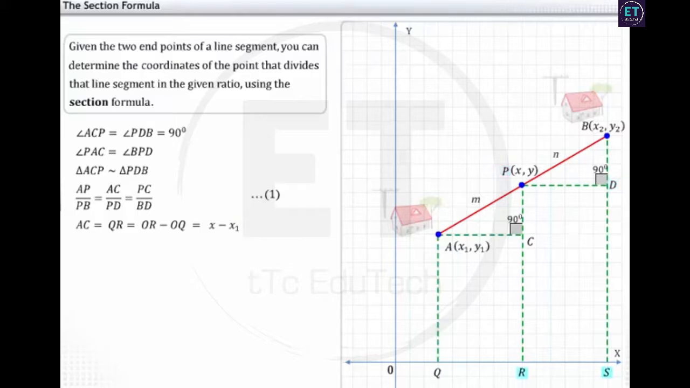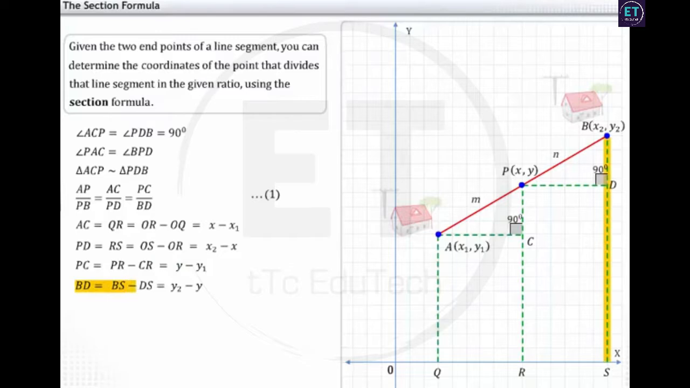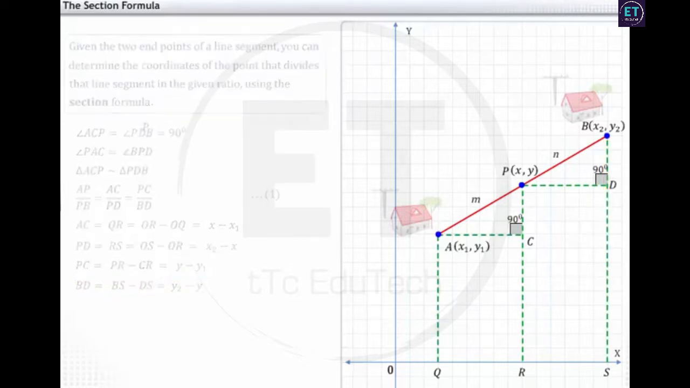Similarly, PD is equal to RS. Thus, PD is equal to RS is equal to OS minus OR is equal to X2 minus X. Now let's move on to determine the heights of both the right-angle triangles. PC is equal to PR minus CR is equal to Y minus Y1. Similarly, BD is equal to BS minus DS is equal to Y2 minus Y.